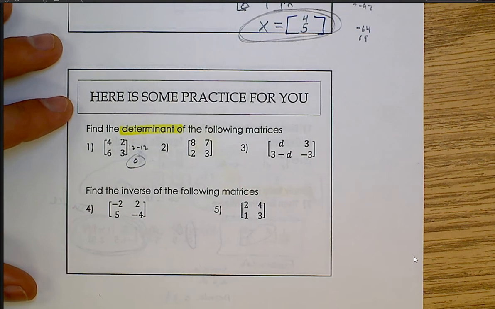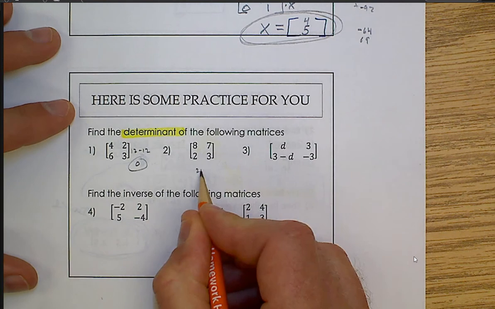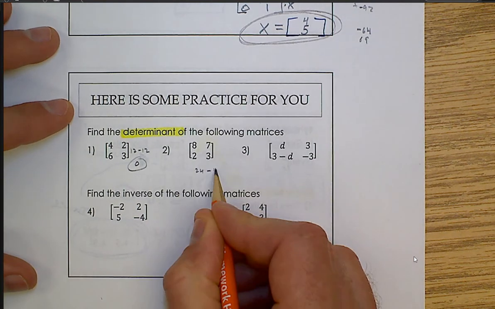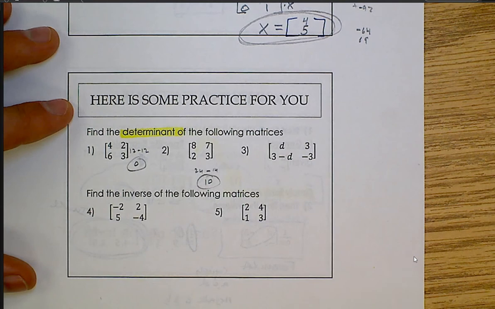All right, 8 times 3, 24. 24 minus 14 should just be 10, so our determinant would just be 10 there. That's all I'm asking you to do, is just find the determinant.